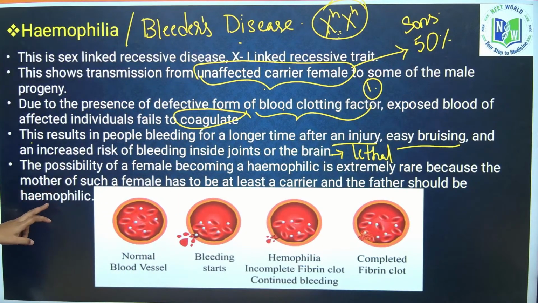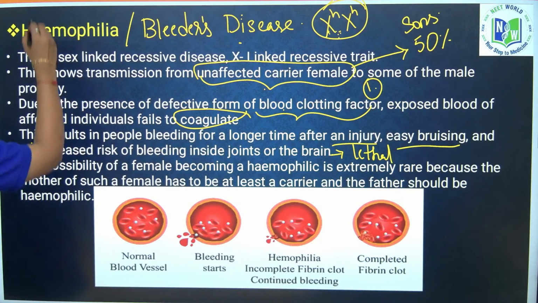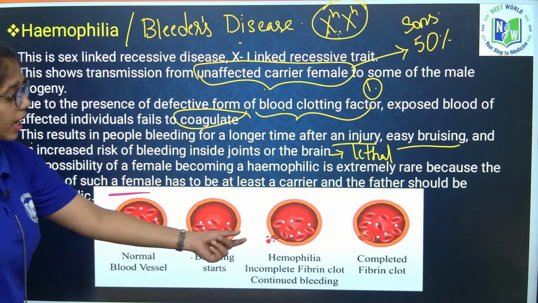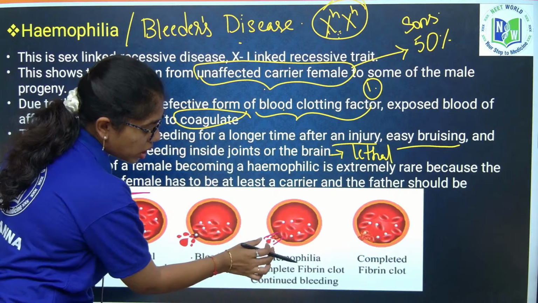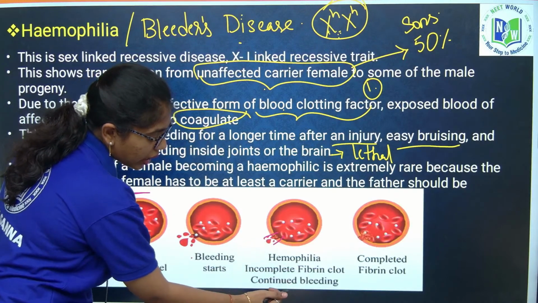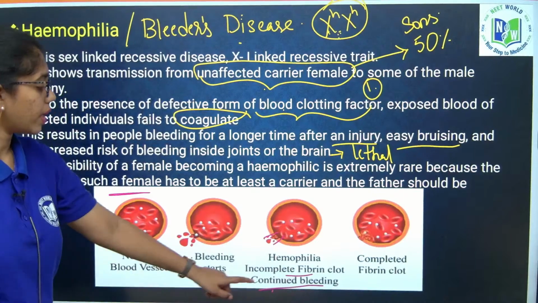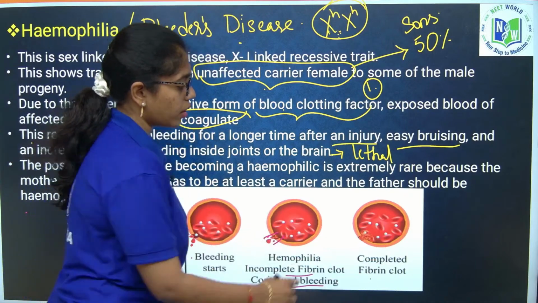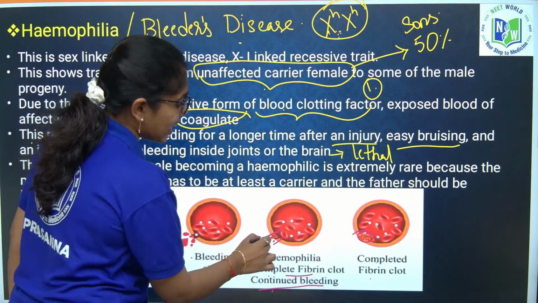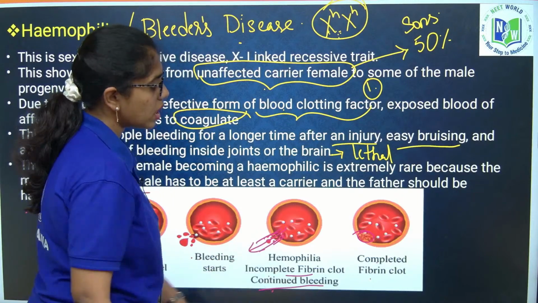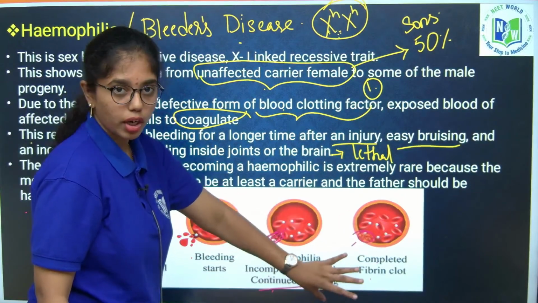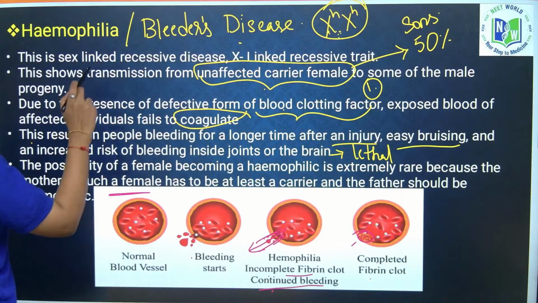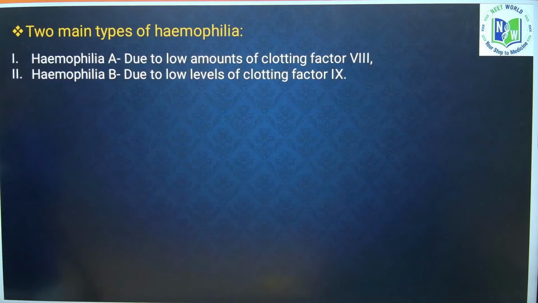Next, this is the normal blood vessel, and bleeding starts. In hemophilia, if you see, the first is an incomplete fibrin clot, and continuous bleeding occurs because of the incomplete fibrin clot. And this is the completed fibrin clot. If a fibrin clot is taking place, then bleeding will not occur. If they are hemophilic, the clot will not take place at all.